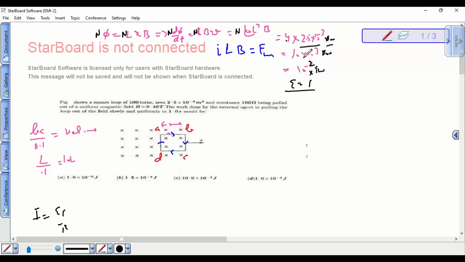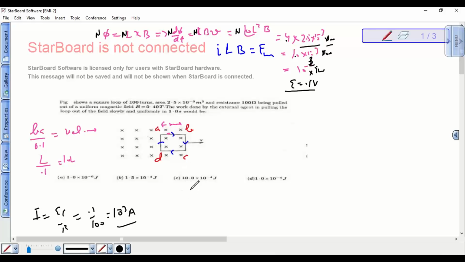So when this is 0.4, 0.4 into 2.5 should give you 1. So this basically gives us 10 to the power minus 3 into 100, which is 0.1 volts. So 0.1 divided by 100 ohms will give you 10 to the power minus 3 amperes as the current flowing in the loop.